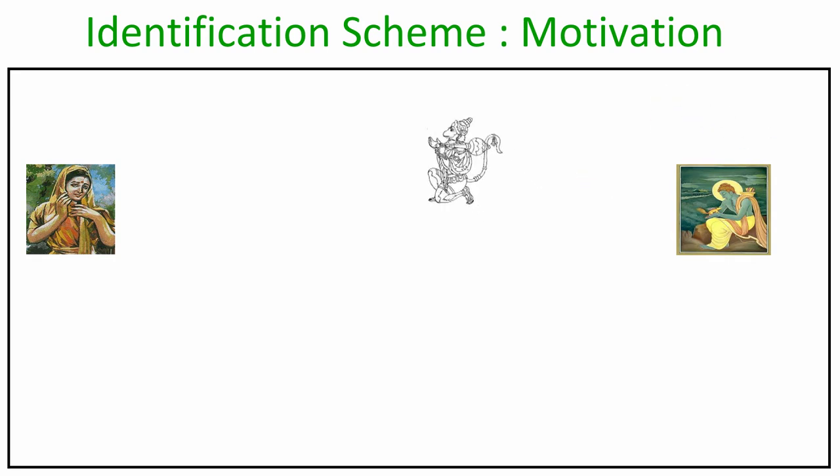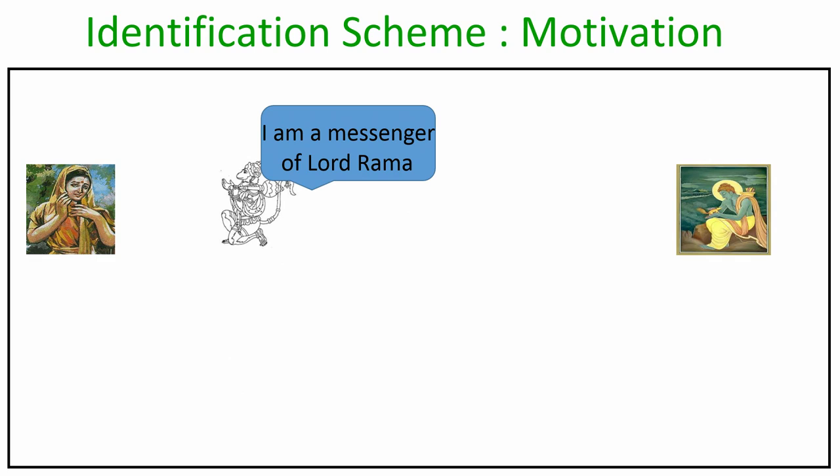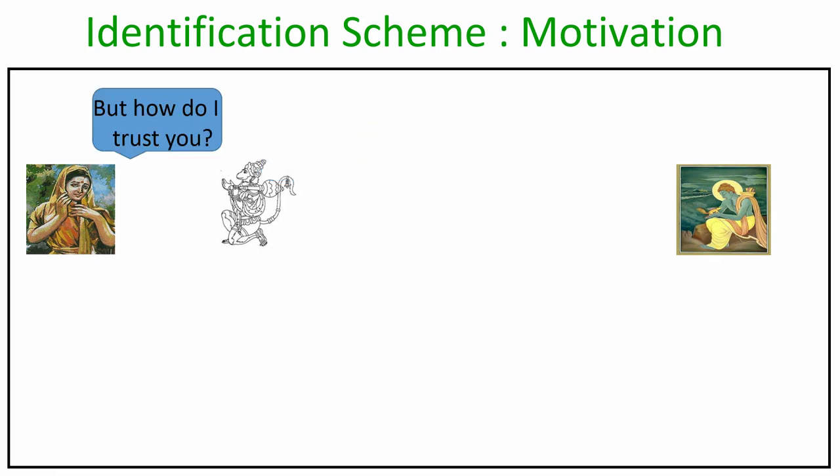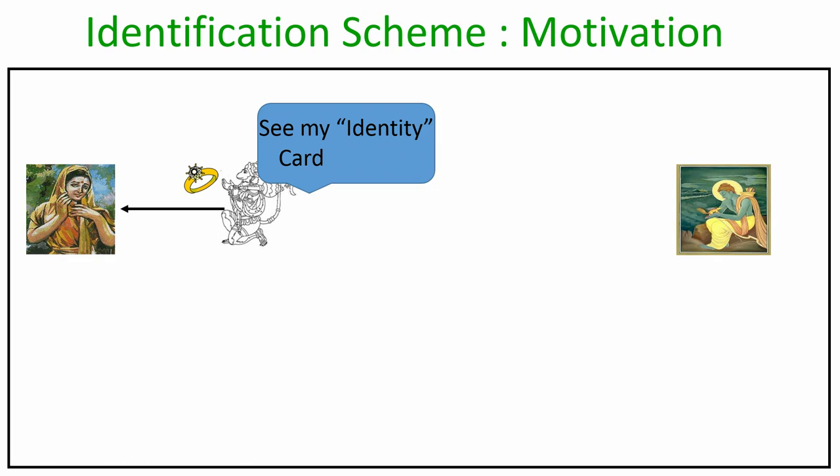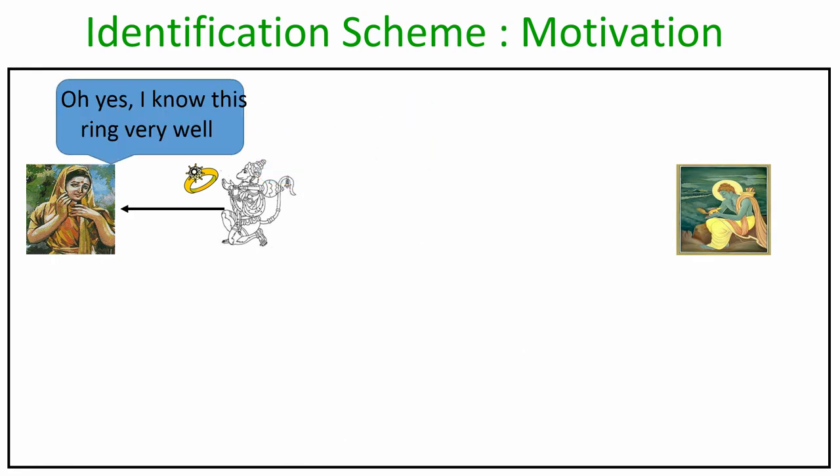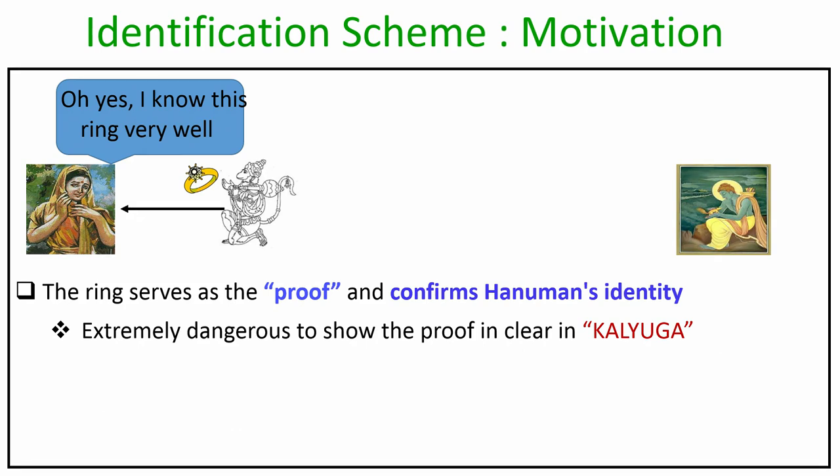And the messenger takes the ring and goes to Lanka and starts the interaction with Mother Sita, saying that I am the messenger of Lord Ram, I have a message for you. But Sita is so scared there, she is not willing to believe Hanuman. Then she asks, how can I trust you, prove your identity, and Hanuman proves his identity by showing the ring which Lord Ram has given to Hanuman. And once Mother Sita sees the ring, she accepts the identity of the messenger. So, in this example, the ring serves as a proof and confirms Hanuman's identity, and the proof Hanuman gave is shown in clear, but it turns out that it is extremely dangerous to show proof in clear in the current age of Kali Yuga, where proof is very volatile and people may not trust each other.